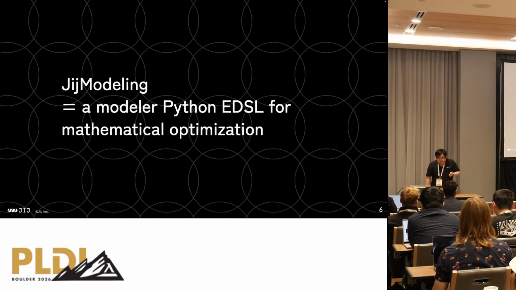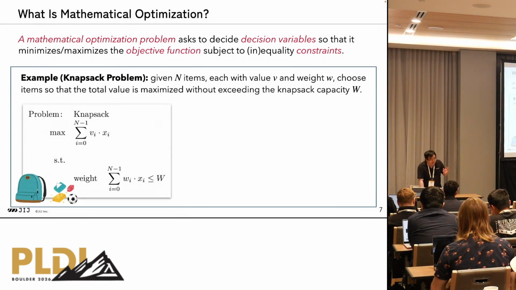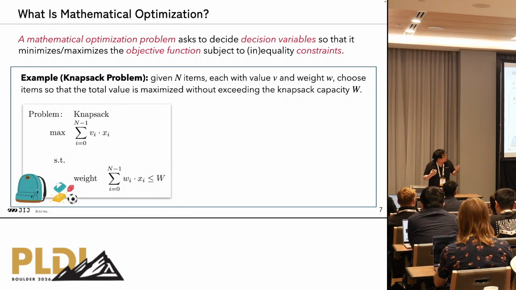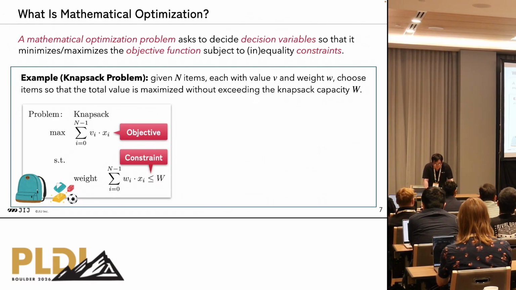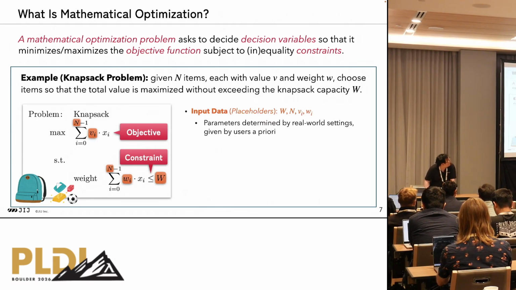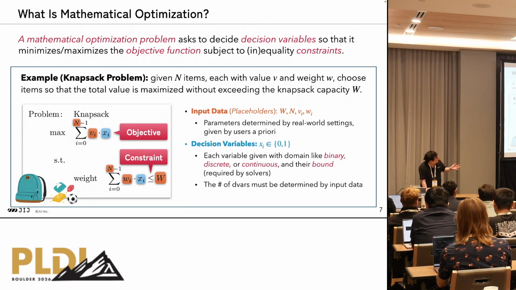So, what's JijModeling? JijModeling is a modular Python EDSL for mathematical optimization. So, what is mathematical optimization? Luckily, we have some talks about mathematical optimization, so we can just see this quickly. A mathematical optimization problem asks to decide variables to minimize or maximize an objective function subject to equality or inequality constraints. A typical example is the knapsack problem. In this formulation, W, N, B_i, and W_i are all input from users, determined by real-world settings, and the x_i are decision variables that are determined by the solvers.